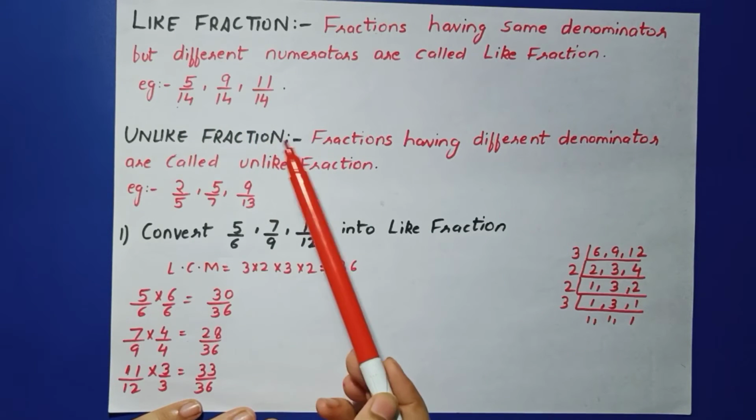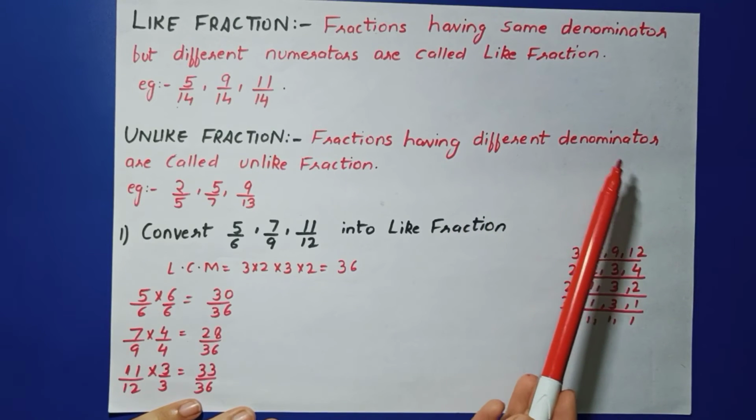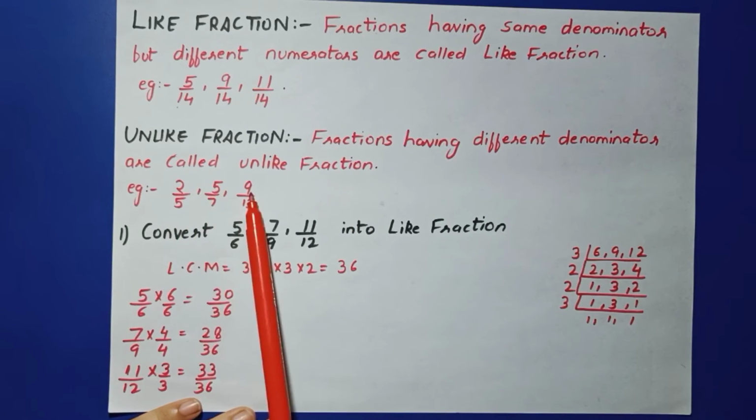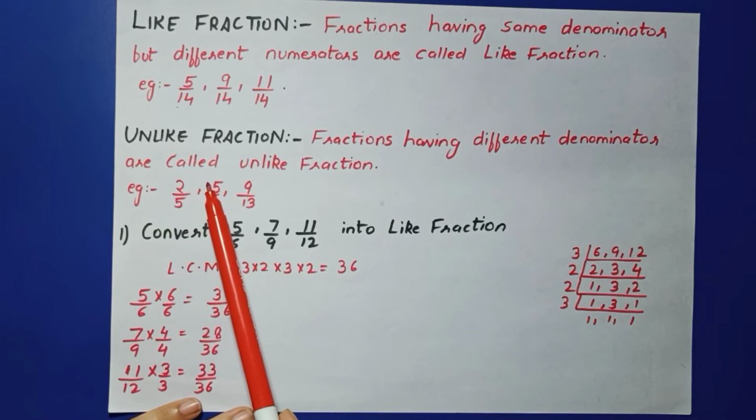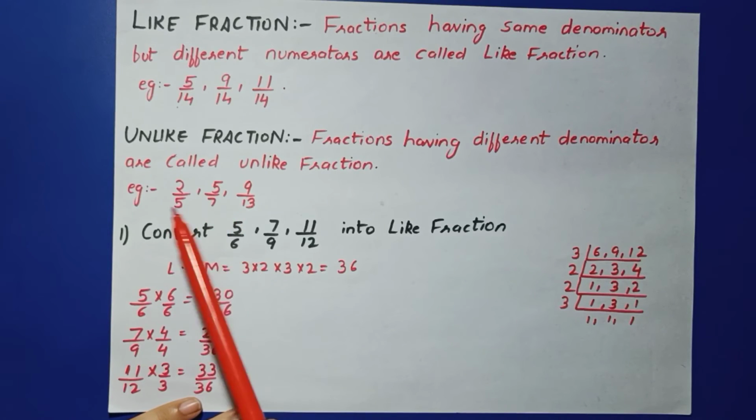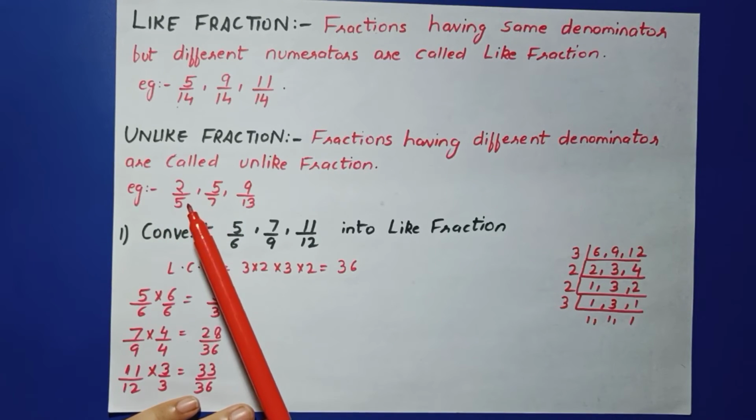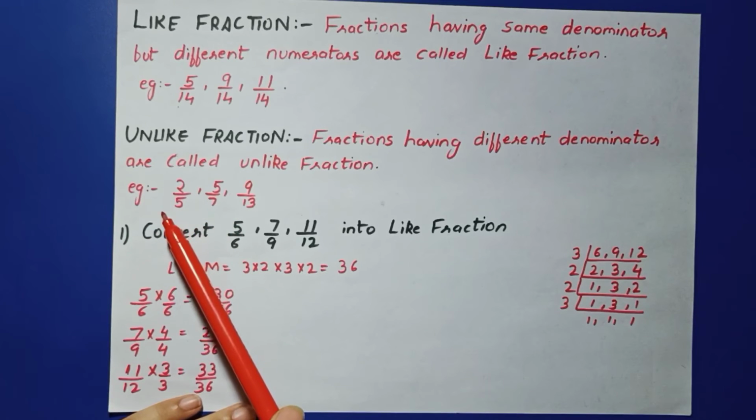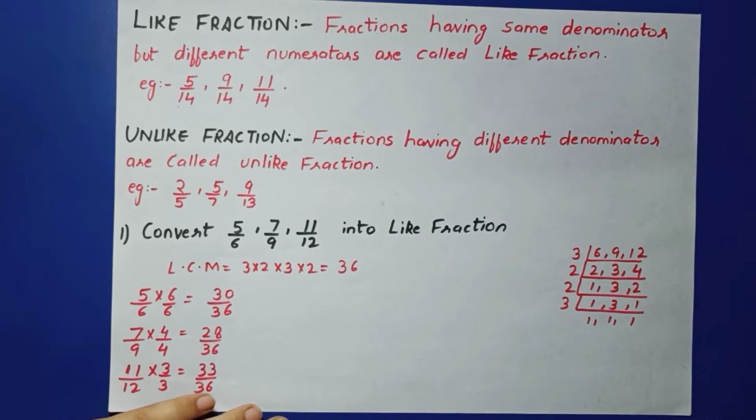But unlike fractions are fractions having different denominators. Here the numerators are different and the denominators are also different. So here we can't say that 2 upon 5 is less than 5 upon 7 or 5 upon 7 is less than 2 upon 5. We can't compare only by seeing this. We have to follow a method by which we can compare which fraction is greater. So we'll see this later on.